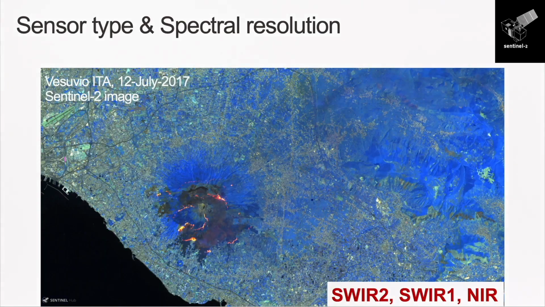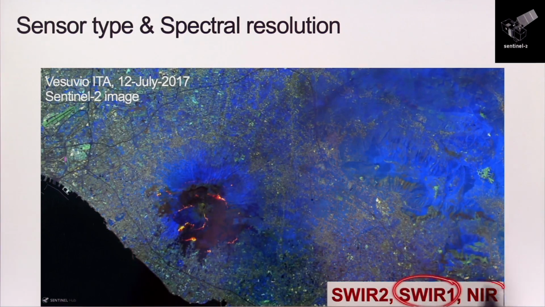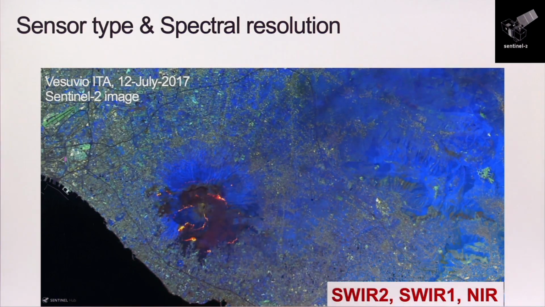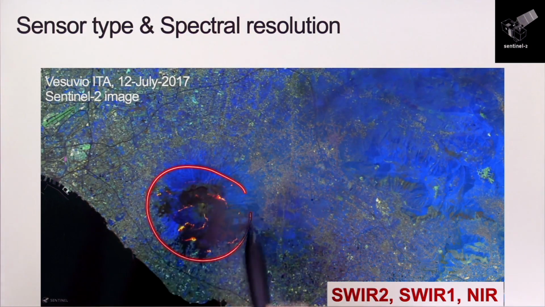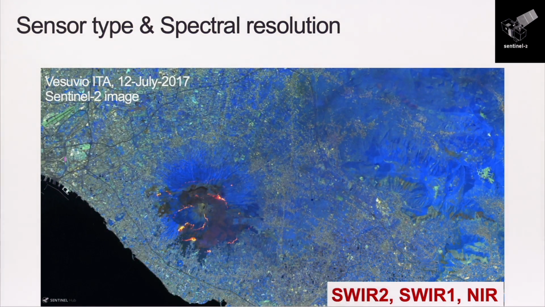Looking now not at a red, green, blue image, but at the image using the infrared channels, so shortwave infrared 1 and 2, and the near infrared, you can suddenly see a lot more details around the volcano. So the smoke has disappeared, and you see some fire fronts from a wildfire on the slopes of Vesuvio, the volcano.